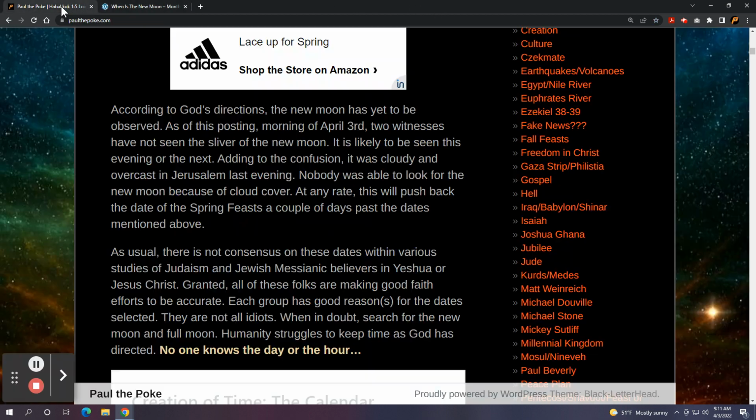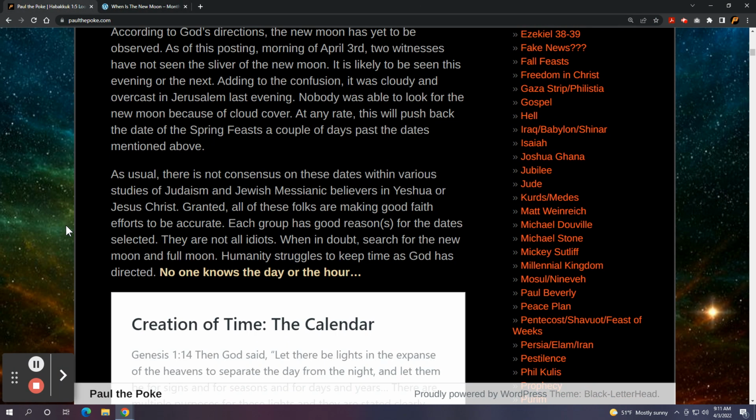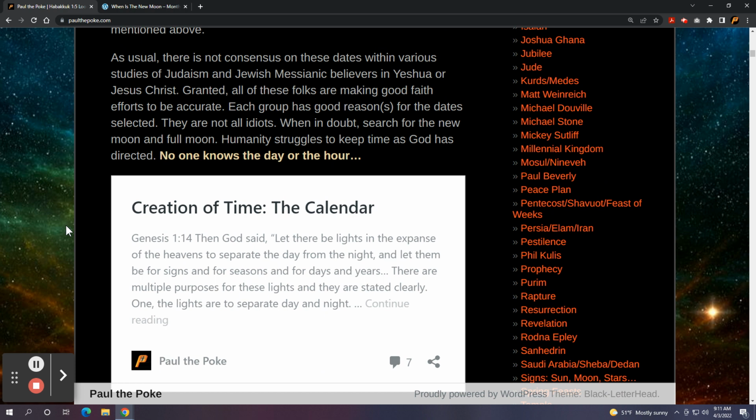Which takes me to my next point. There's not consensus on these dates, and it doesn't matter who you go to, whether you go through a standard calendar where it's calculated, or whether you go to people who are actually observing it. You've got different branches of Judaism, different branches of Jewish messianic believers in Yeshua or Jesus Christ, and all these folks are making good faith efforts to be accurate, and they all have good reasons for the dates they selected.